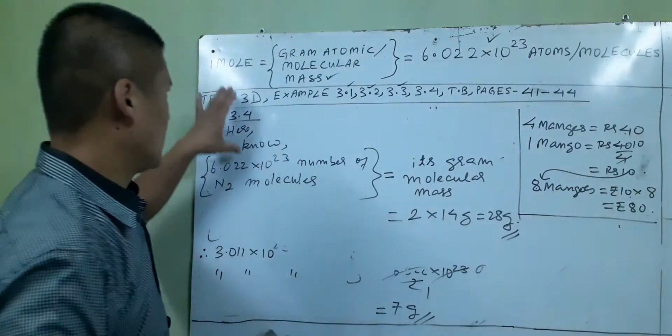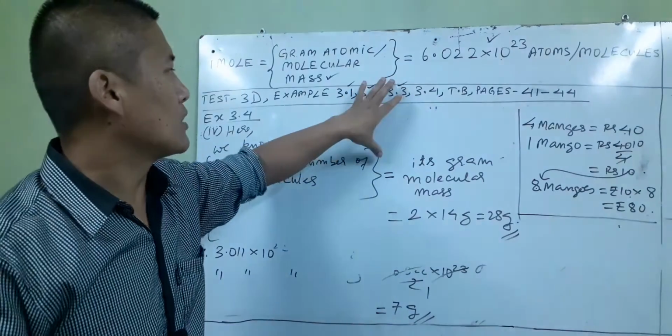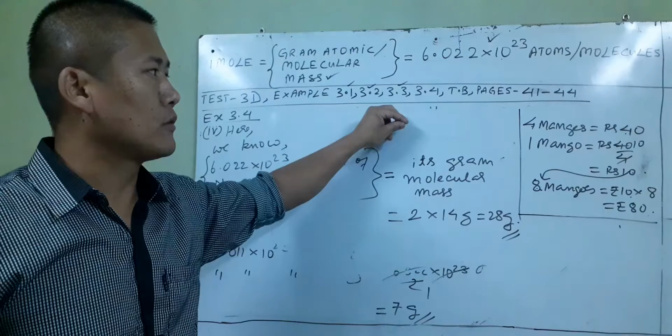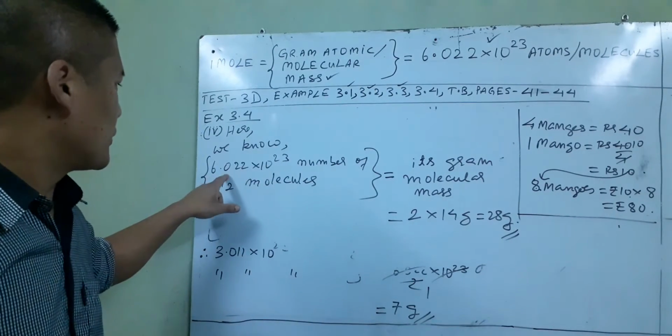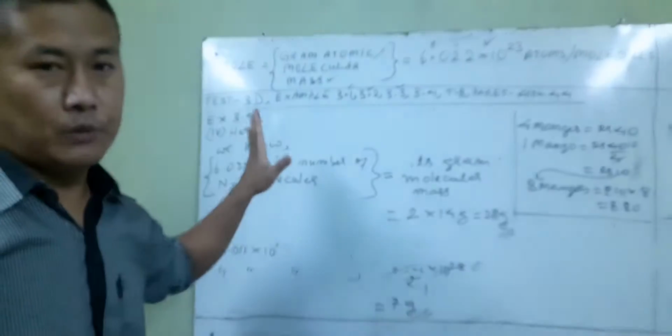So that concludes this test 3D portion. Now all the questions in the 3D question paper will be identical. I would say very identical, word for word also identical. Only thing is the number will be slightly changed. Here 6.022, there it may be 3.011 into 10 to the power 23. Even this will be similar.